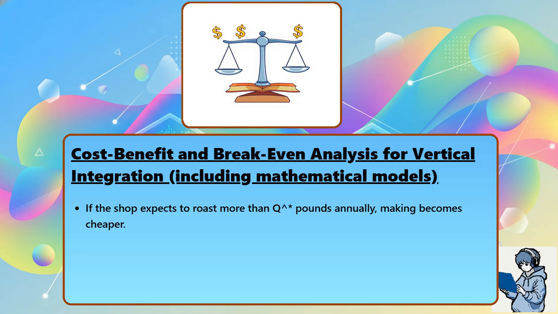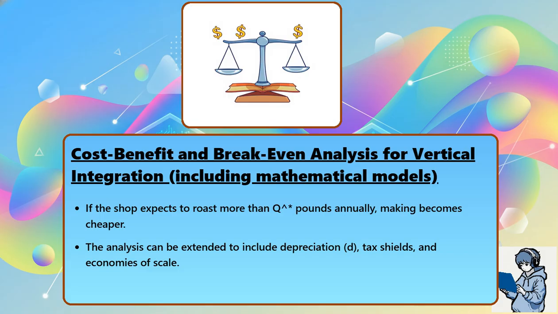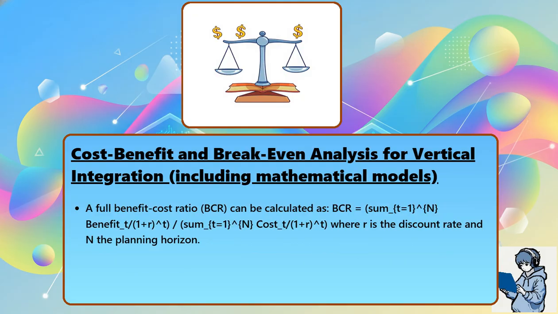If the shop expects to roast more than Q star pounds annually, making becomes cheaper. The analysis can be extended to include depreciation D, tax shields, and economies of scale. A full benefit cost ratio, BCR, can be calculated as BCR equals the sum from t equals 1 to N of benefit sub t divided by 1 plus r to the t, divided by the sum from t equals 1 to N of cost sub t divided by 1 plus r to the t, where r is the discount rate and N the planning horizon. A BCR greater than 1 supports integration.